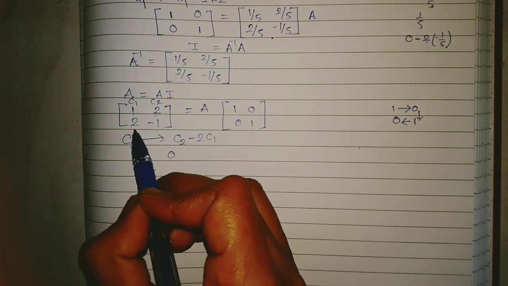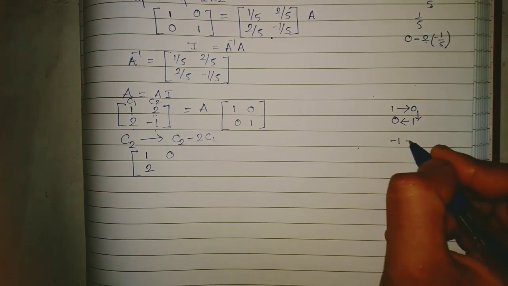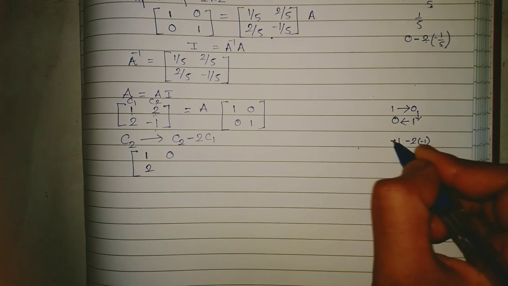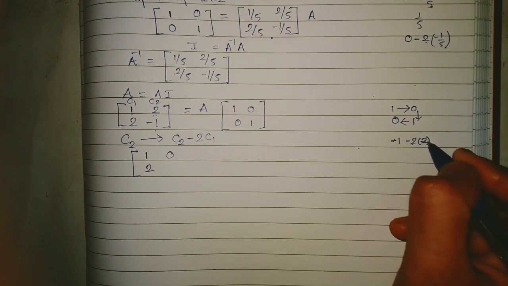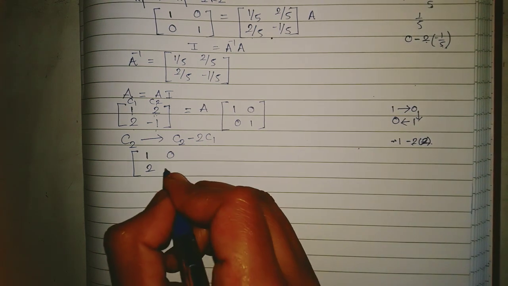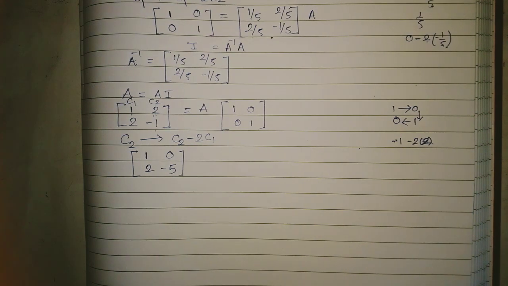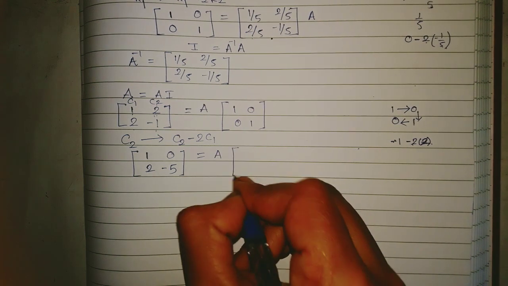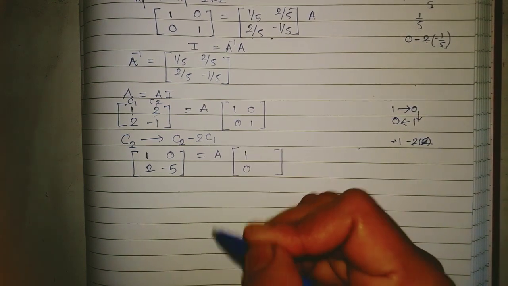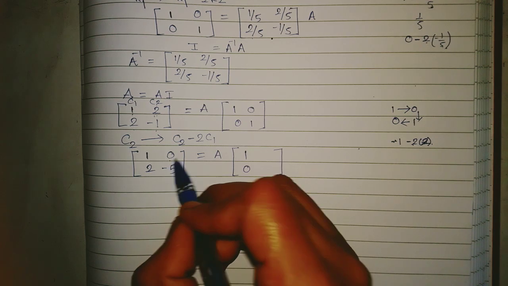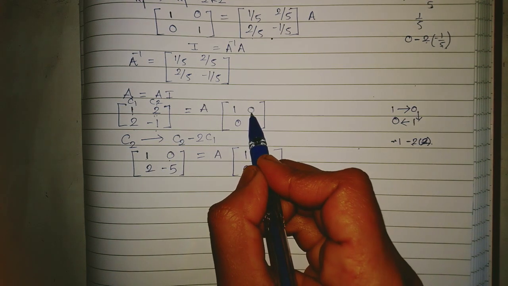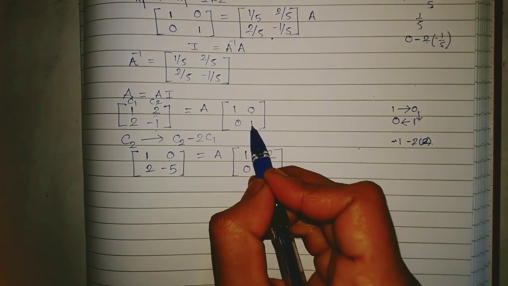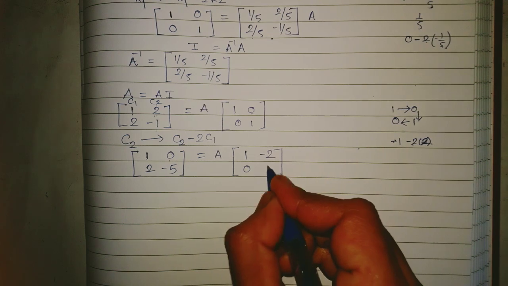C2 minus 2 C1. So minus 1, minus 2 into minus 1. Minus 1 minus 2 into 2. So this will be 5, minus 5. So C1 remains the same. For C2 minus 2 C1 here. So this is minus 2. Then C2 minus 2 C1, 1.